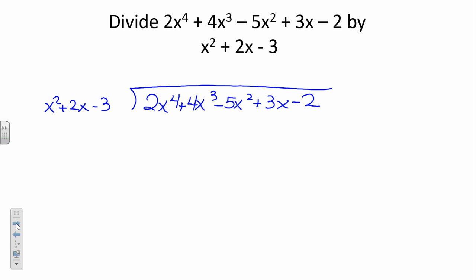So same process, same question that you have to ask yourself. What do I have to multiply x squared by to get 2x to the 4th? 2x squared. So I multiply everybody by 2x squared.